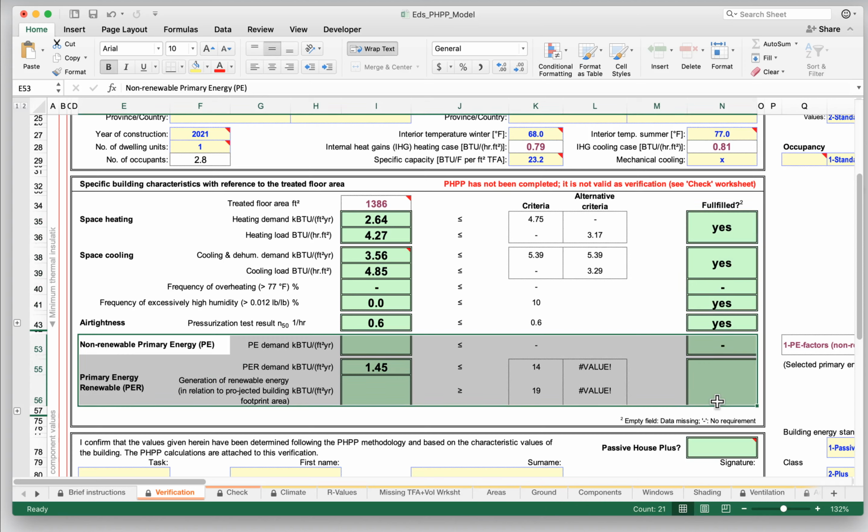We're almost done, except that the last piece that we need to input, the last piece we need to model, has to do with the primary energy for the building. So let's turn our attention now to the primary energy and see what it's going to take for us to finish up our PHPP model by completing the primary energy inputs.